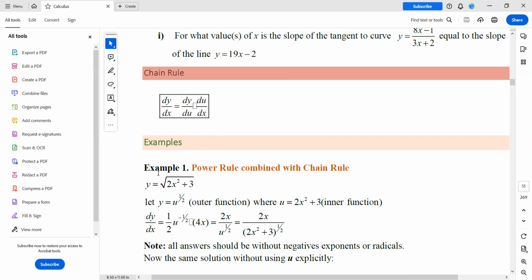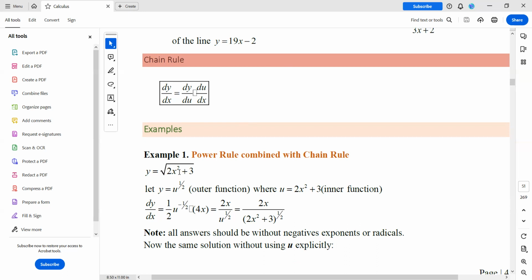So you have this equation, right? What do you do first? You say let u equal 2x squared plus 3, which is the inner function. Or I can rewrite this as y equals open bracket 2x squared plus 3 close bracket raised to power 1 over 2. So we already know u as this, right? So y is equal to u raised to power 1 over 2. The differential of y with respect to u is going to be 1 over 2u raised to power minus 1 over 2.